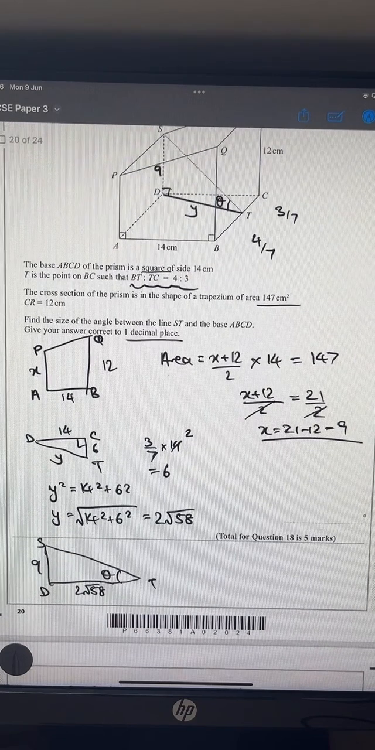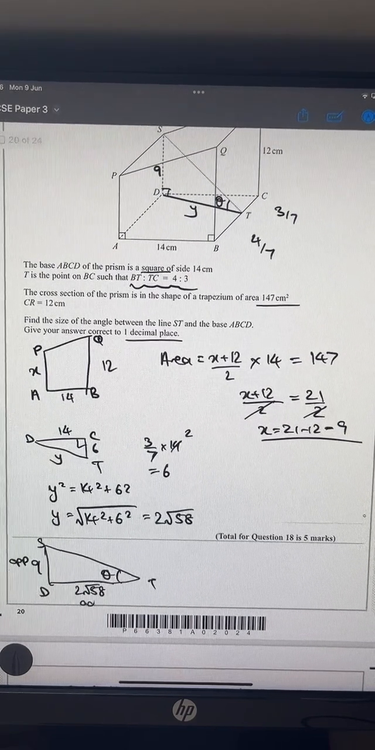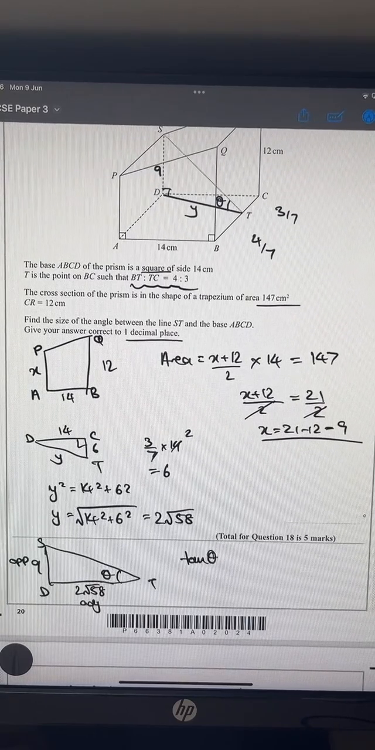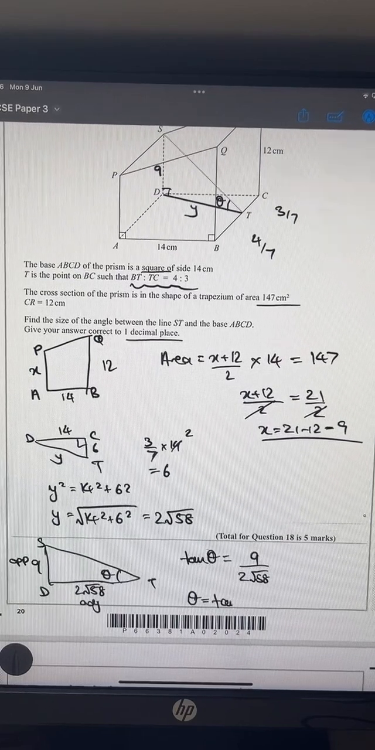So this is opposite. This is adjacent. Adjacent is just next to, right? So I'm going to use tan of theta equals opposite, 9 over 2 root 58. So that means that theta is inverse tan, tan to the minus 1 of 9 over 2 root 58. And what is that going to be equal to?